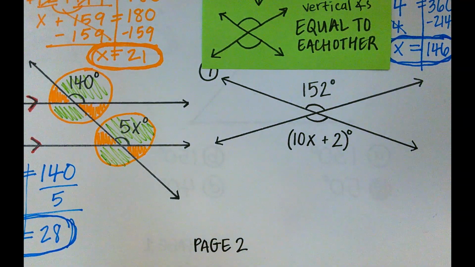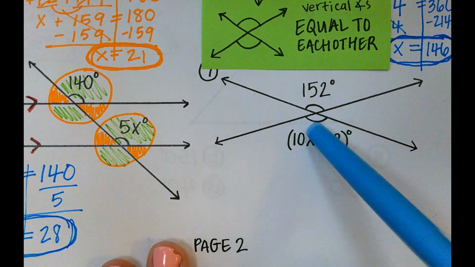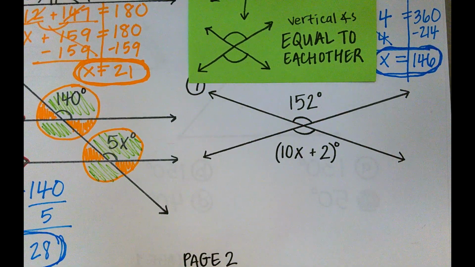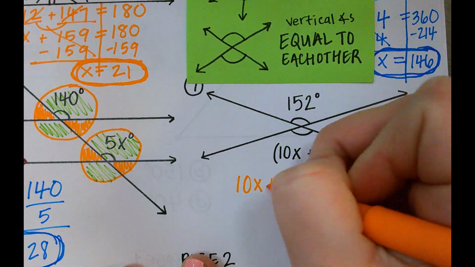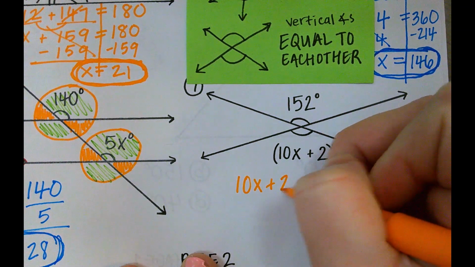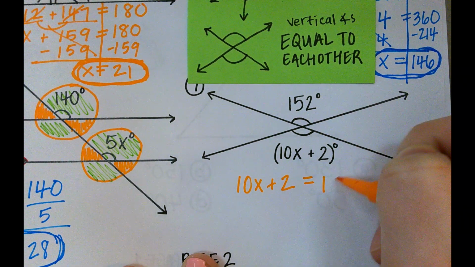What do we have here? The verticals being equal to each other. Yes, these are vertical angles. They're right across from each other, so they're equal. So for number 7, what equation could I write? 10x plus 2 equals 152. Perfect. 10x plus 2 equals 152.